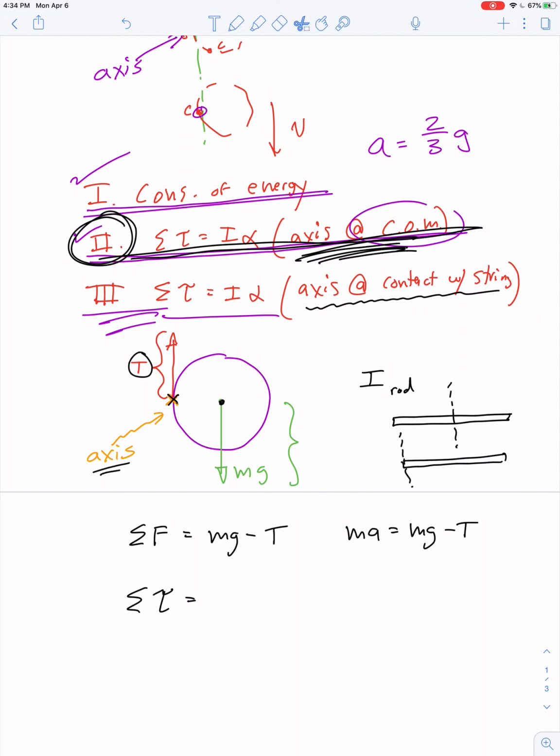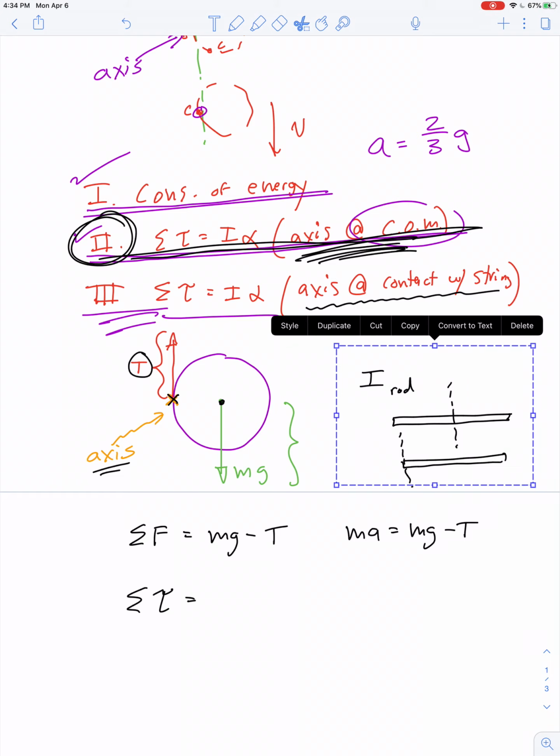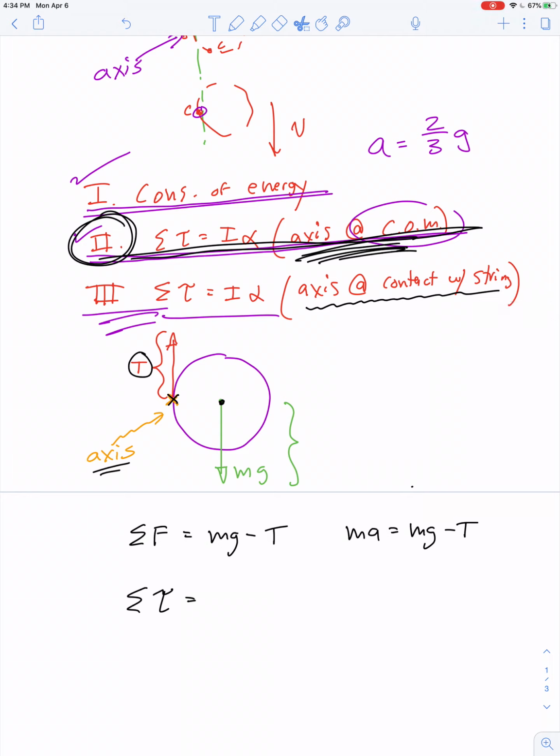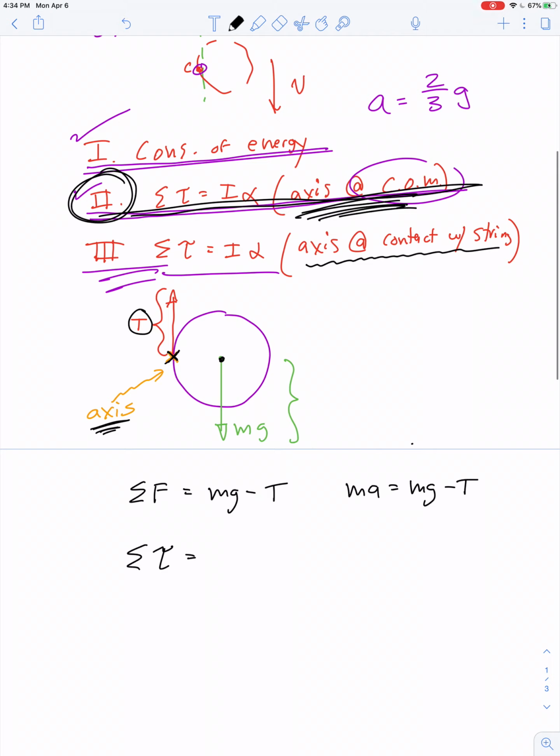So in the same way, you have to be more specific and say what's the rotational inertia of a rod about its center, or what's the rotational inertia of a rod about its end. When it comes to asking what's the torque, you have to be specific. What's the net torque about the center of mass versus what's the net torque about the X marks the spot? So let's find the net torque about this axis. mg is the only torque producing force.